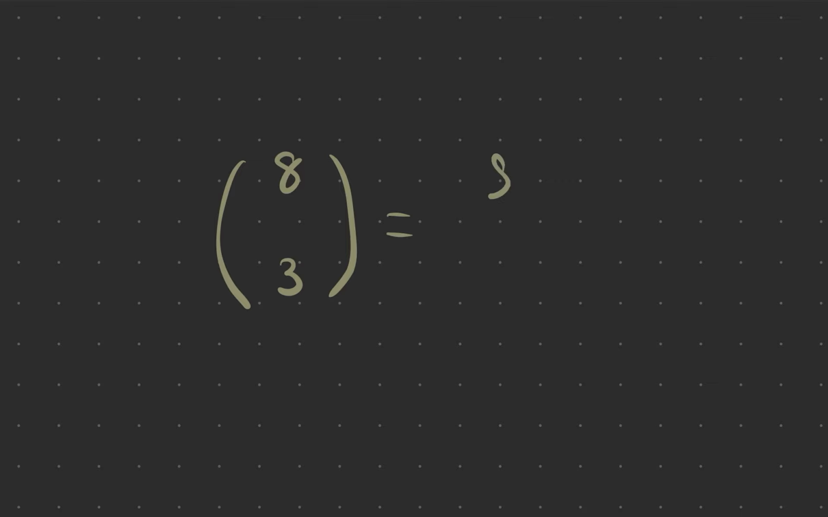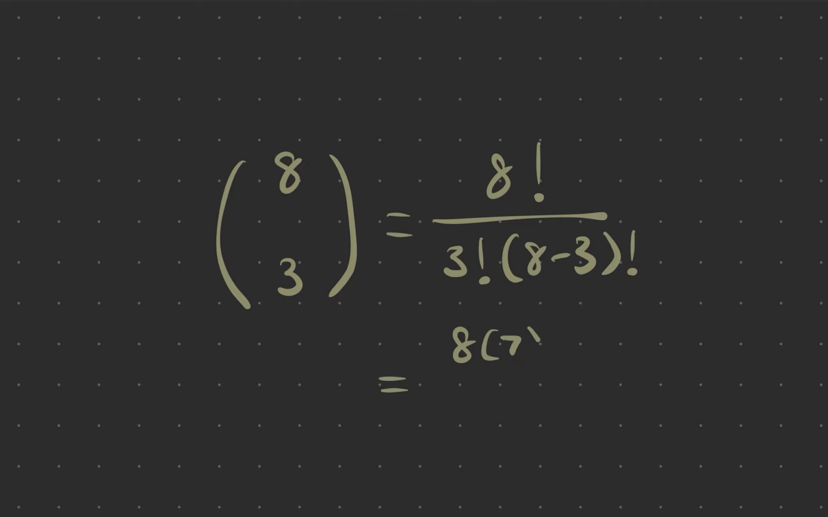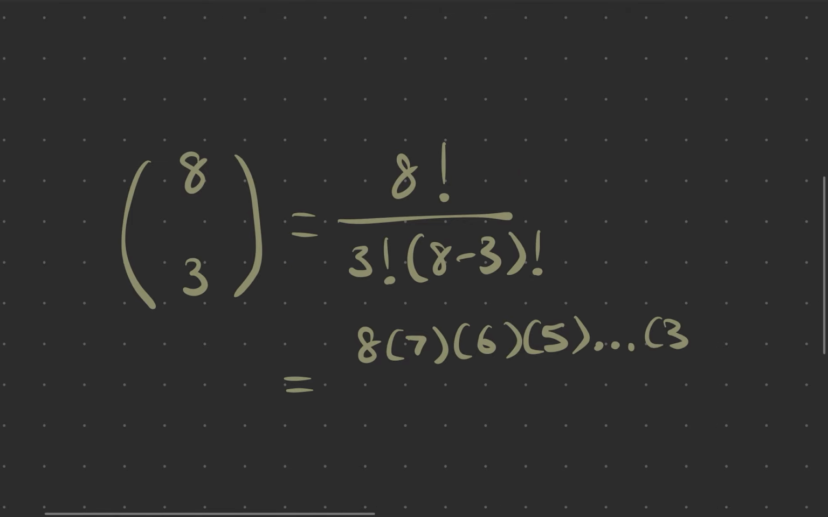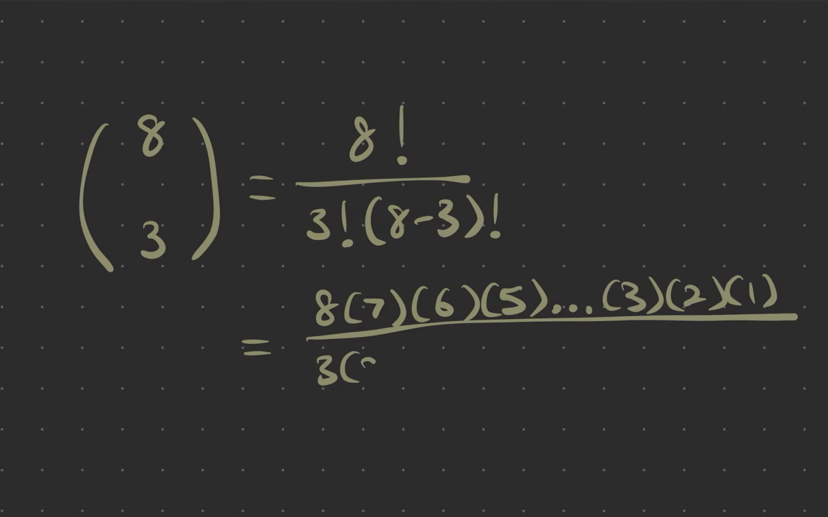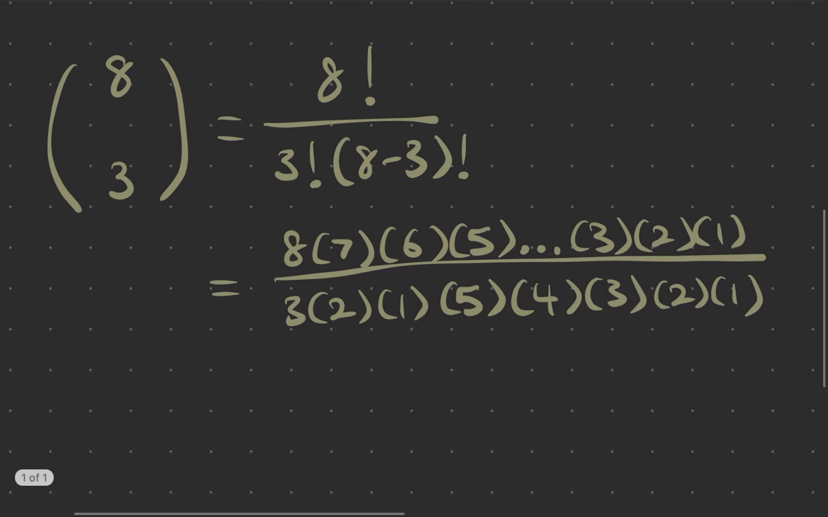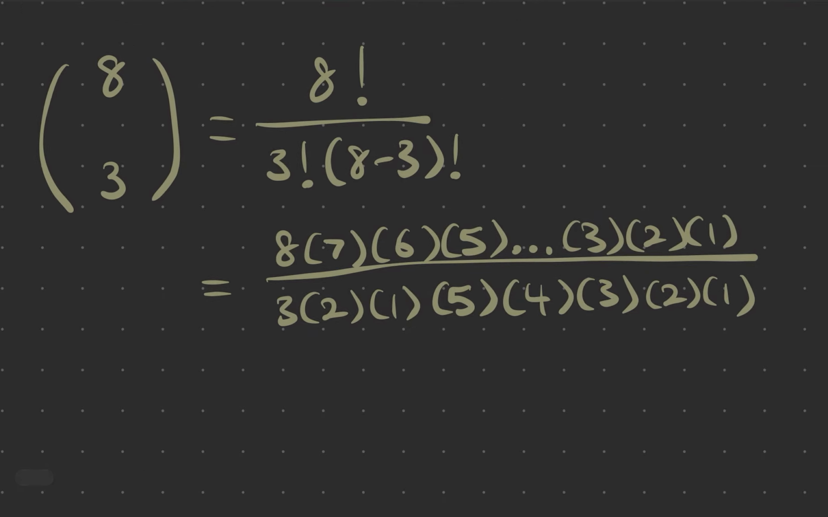So that will equal 8 factorial over 3 factorial times 8 minus 3 factorial. And that will give us 8 times 7 times 6 times 5, and it goes on to 3, 2, then 1. And then down here it gives us 3 times 2 times 1. And 8 minus 3 is just 5, so it's 5 factorial. So over here we just start off with 5, 4, then 3, then 2, then 1. So that's basically it. Now we just gotta cancel out the common factors.